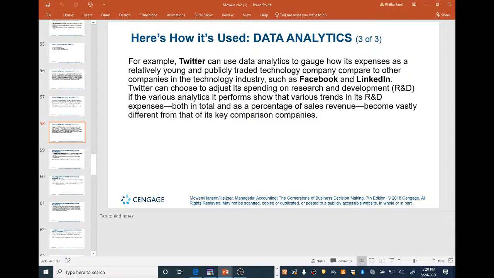So right here it says, for example, Twitter can use data analytics to gauge how its expenses, as a relatively young and publicly traded technology company, compare to Facebook and LinkedIn. So they can look at how much Facebook and LinkedIn are spending on R&D, and then look at themselves and decide, man, why is ours so much higher or lower, and see what's going on. So data analytics is just looking at the data that different companies produce and benchmarking it across relevant industries. I'm sure that's a concept everyone's heard of, benchmarking and so on and so forth.